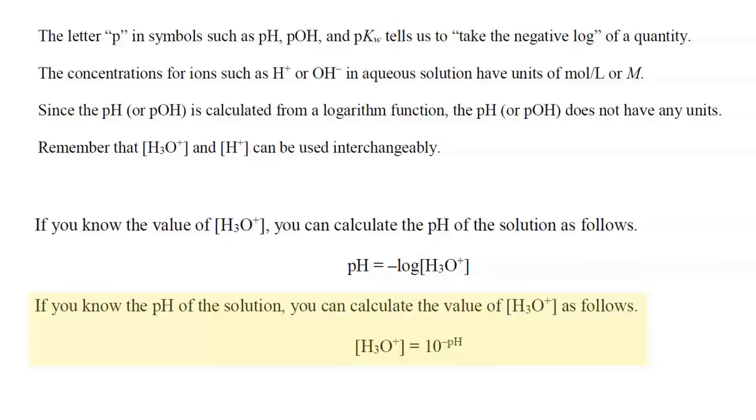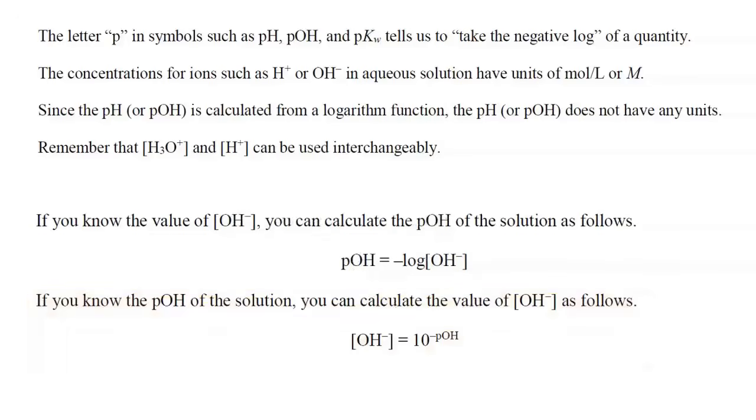So if you already know the pH of the solution, then to calculate the concentration of the hydronium ion, what you would do is take the number 10 and raise it to the negative pH power. And if you do that operation, then you get the concentration of the hydronium ion. There is a similar situation with pOH.